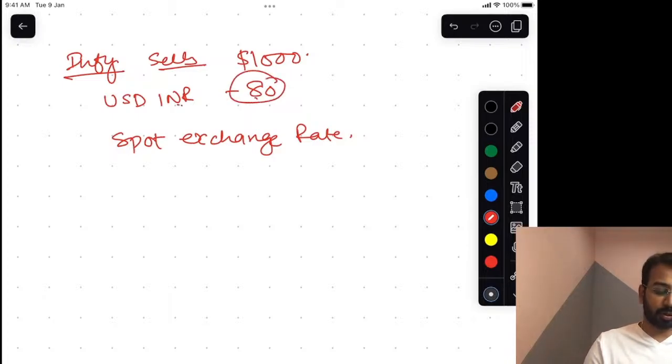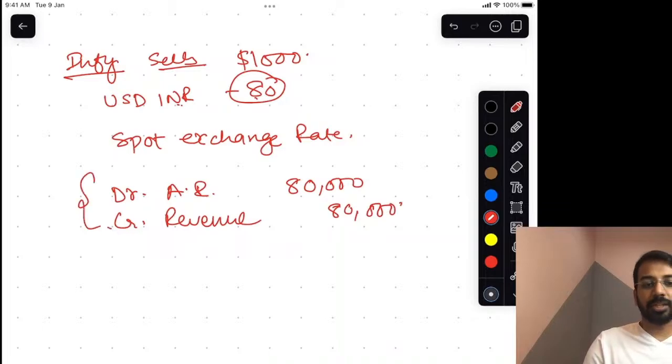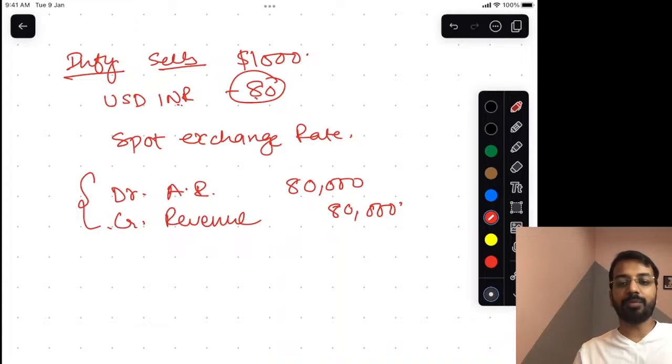So you have decided 80. So then what will you do? You will say debit account receivable 80,000, credit revenue 80,000. So initial measurement happens by using the spot exchange rate between the functional currency and the foreign currency on the date of transaction. Now sometimes you may use an average rate if it gives you similar results.